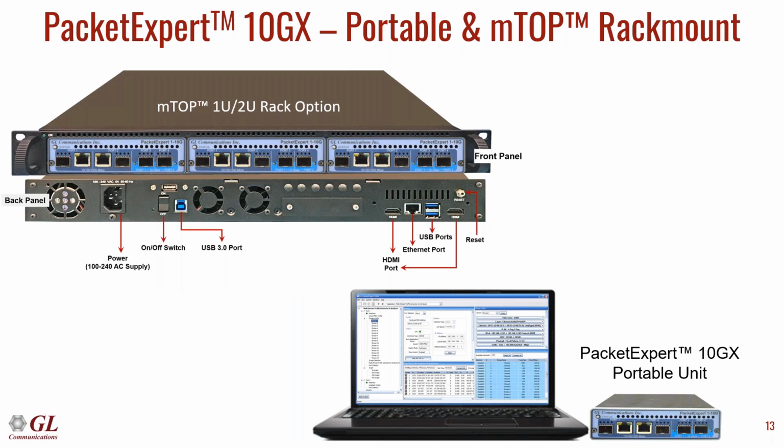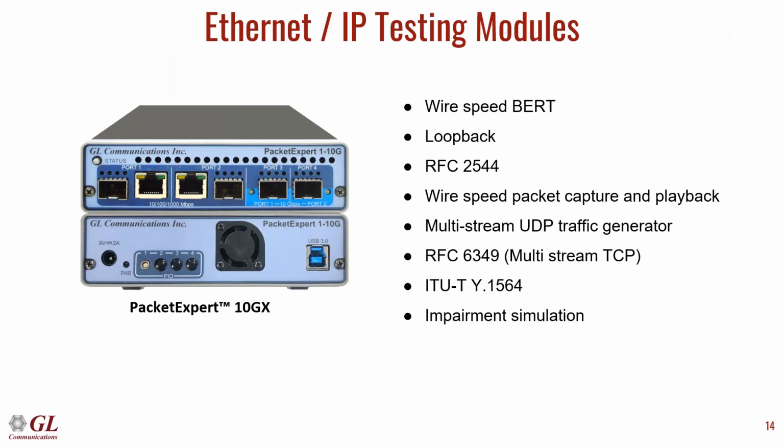It's a comprehensive unit. As Vikram had mentioned before, not only is it flexible in terms of the port speeds in the same platform, we have different modules which are supported by the same platform. For example, we have wire speed BERT, RFC 2544, and multi-stream UDP traffic generator, and RFC 6349, which is the multi-stream TCP throughput test, and ITU-T Y.1564, which is the Ethernet SAM, that is service activation methodology test, used to test the Ethernet service activation. These are active modules where the traffic is actively generated and analyzed.